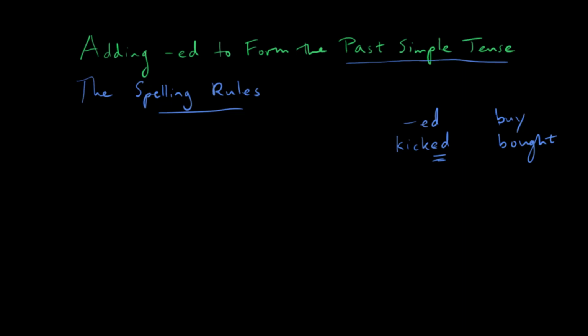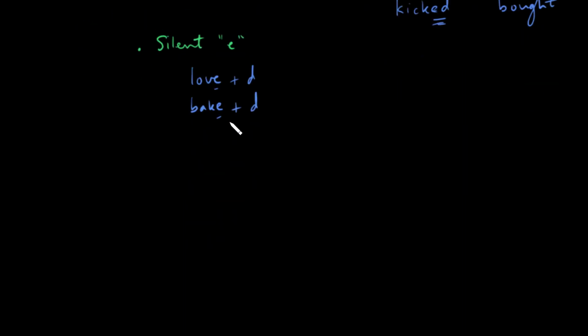Okay, so let's start with verbs that end with a silent E. An example would be something like I love or I bake. And you don't say I lovey or I lovee. That E is silent. And in those cases, we just add a D. So we don't add another E, we just add a D. Okay, so probably that one doesn't cause too much trouble. Let's go to the next one.